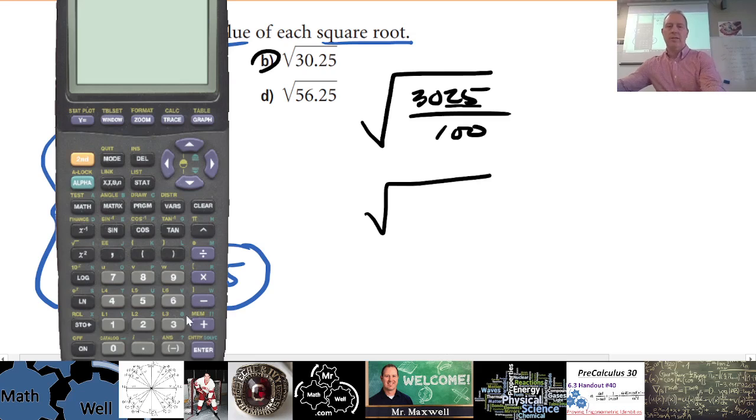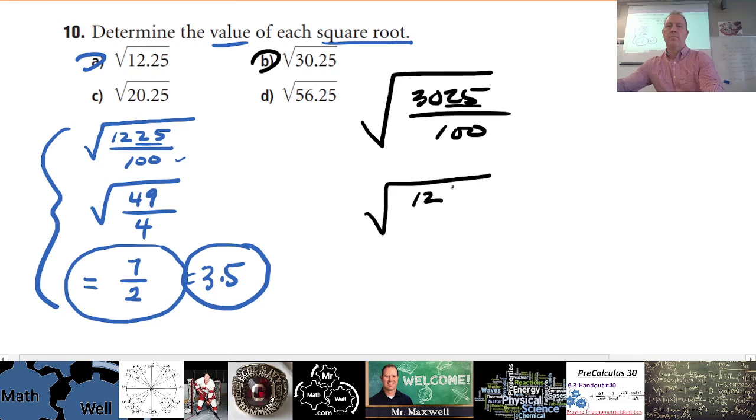Let's check on our calculator. 3025 divided by 25 is 121. Divided by 25 here again is 4. That's awesome. Both perfect squares. The answer is 11 over 2. Or what's half of 11? 5.5.